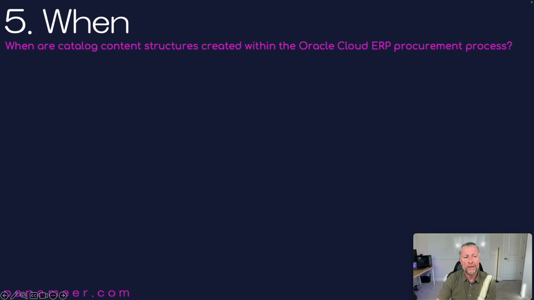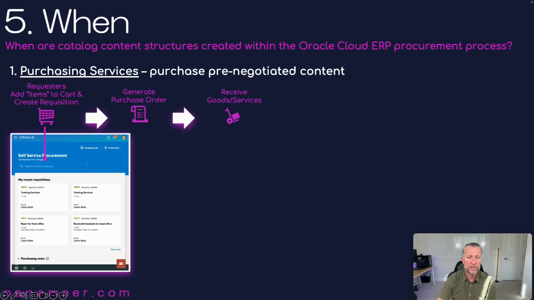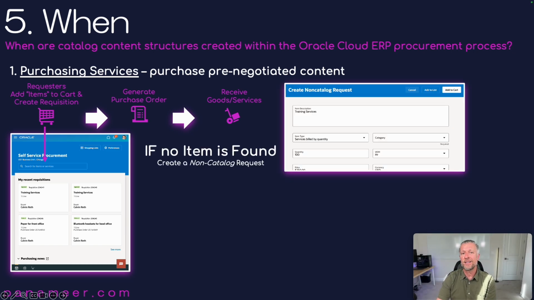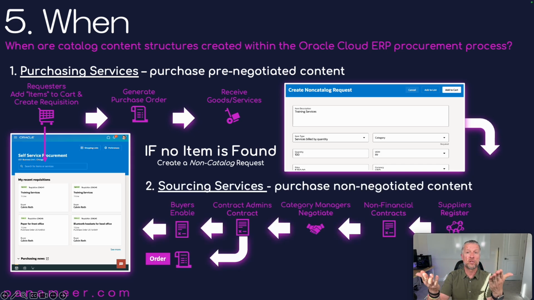Okay, slide 5. When are catalog content structures created within Oracle Cloud ERP's procurement process? Well, let's take a look at that process. So first, you have requesters ordering pre-negotiated content, or at least searching for it, putting it on a requisition, creating a PO from it, and getting those goods shipped to desk or dock. But if they cannot find pre-negotiated content, they're going to use a non-catalog request form to invoke sourcing to find the source for what is now non-negotiated content. And so that non-catalog request could invoke suppliers.